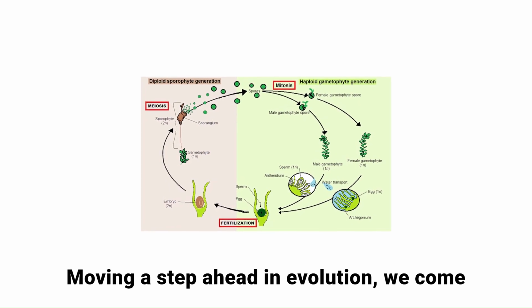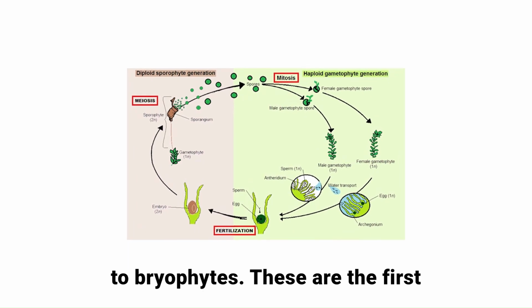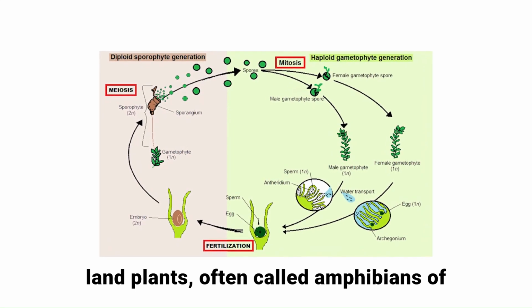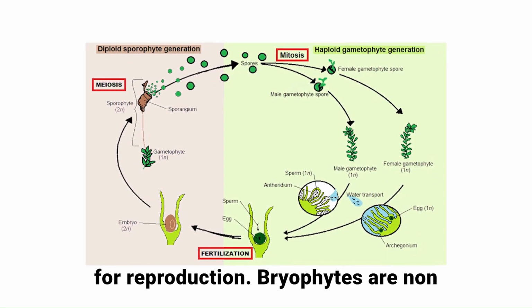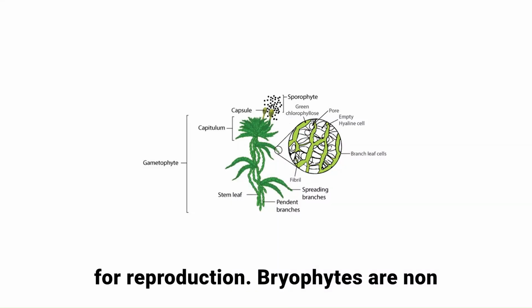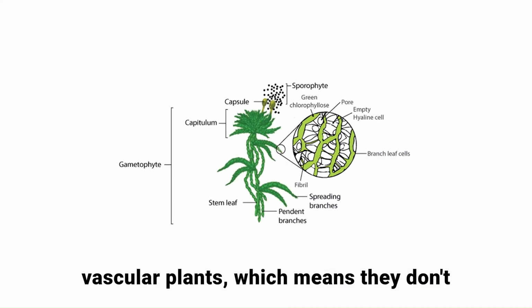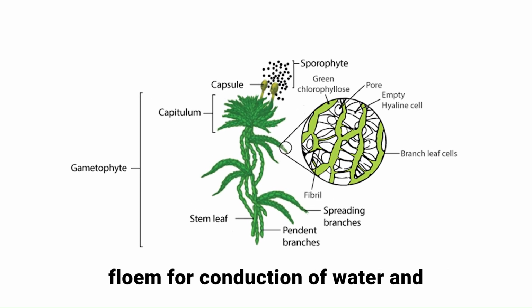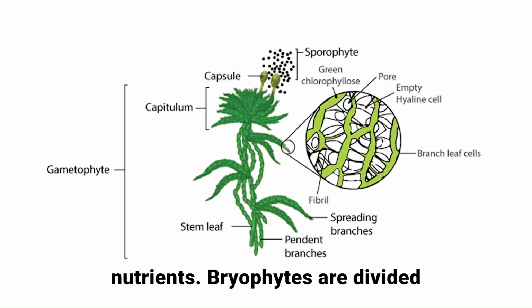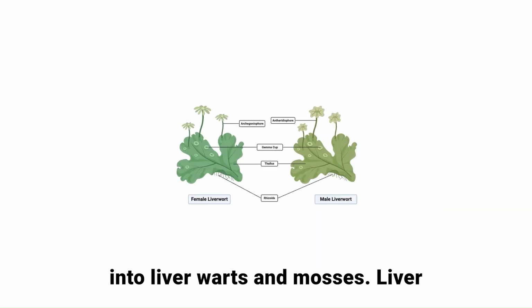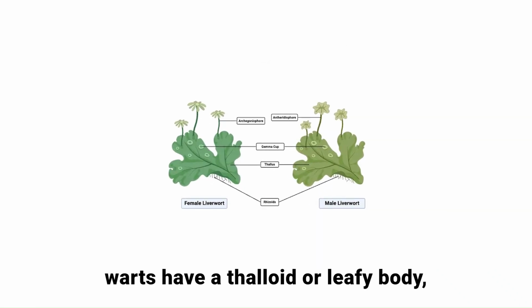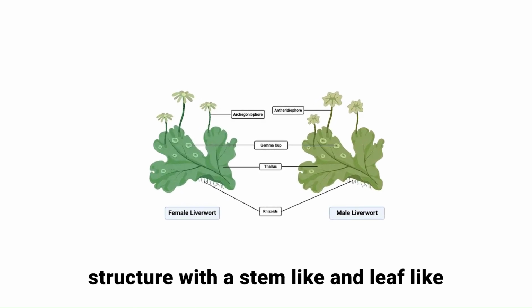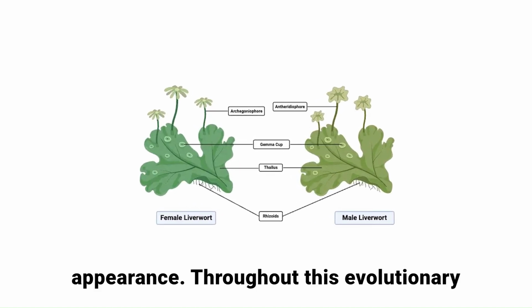Moving a step ahead in evolution, we come to bryophytes. These are the first land plants, often called amphibians of the plant kingdom because they need water for reproduction. Bryophytes are non-vascular plants, which means they don't have specialized tissues like xylem and phloem for conduction of water and nutrients. Bryophytes are divided into liverworts and mosses. Liverworts have a thalloid or leafy body, while mosses have a more developed structure with a stem-like and leaf-like appearance.